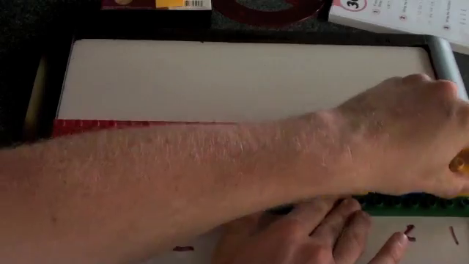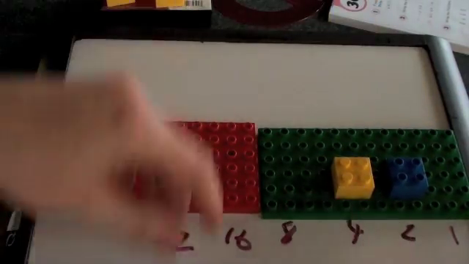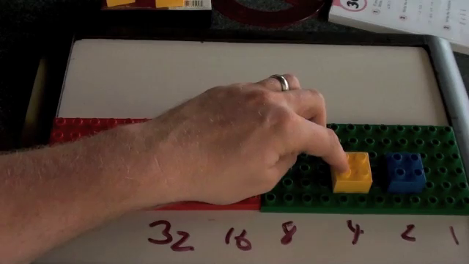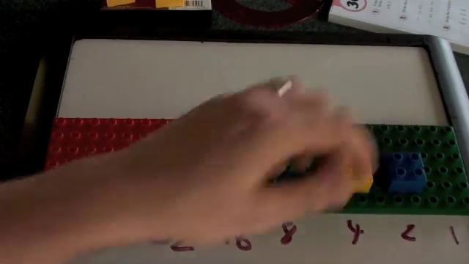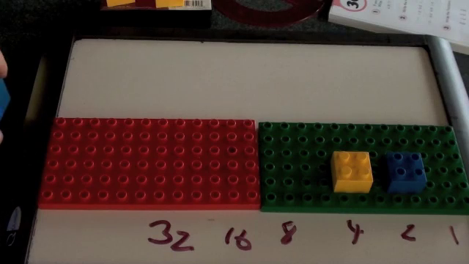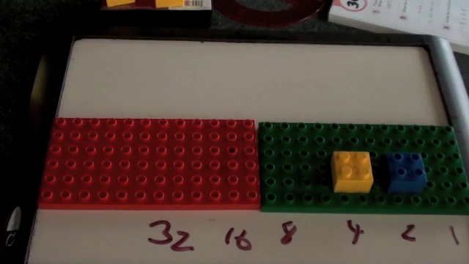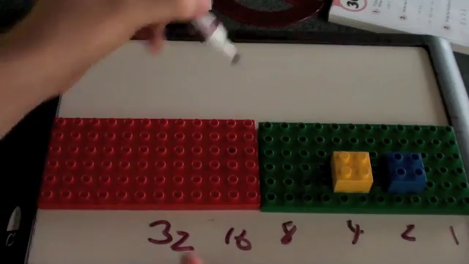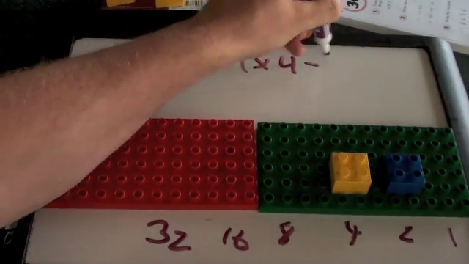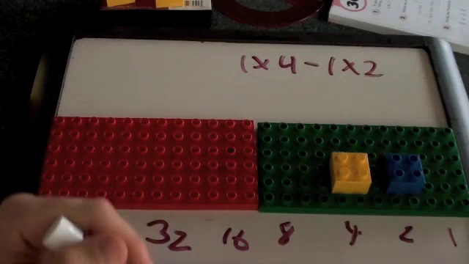0. Okay? So now I have 1 times 4 minus 1 times 2. But you can't have a minus 1. So we need to figure out how to deal with that. This is going to be the tricky part about subtraction. Okay? And the way we're going to deal with that, so I have 1 times 4 minus 1 times 2.